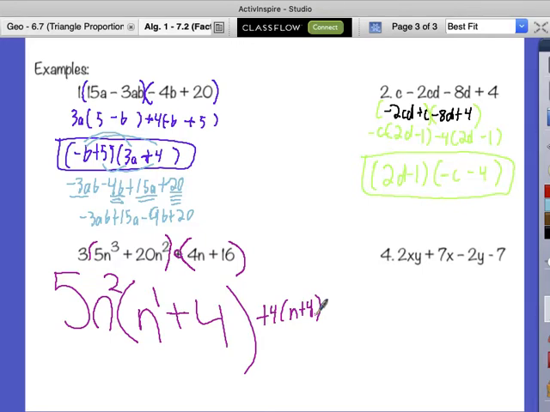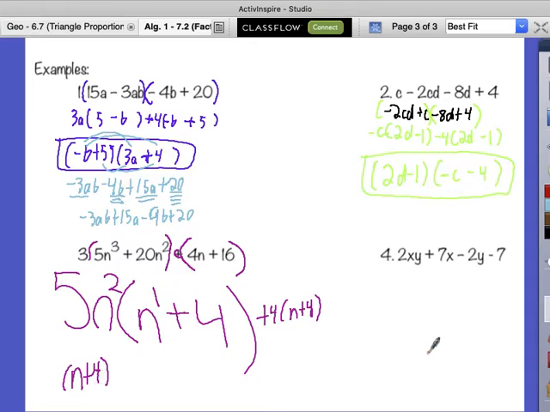Now we look for a GCF in both of these. Presley, what do you think the GCF in both of these two terms, the big term and the little term, is going to be? n plus 4. So we're going to put that right here. That's our GCF we pull out in front, just like we did 2 days ago and during our homework that we turned in today.